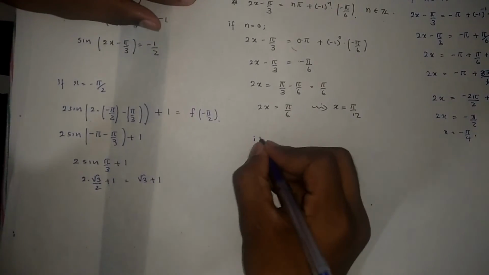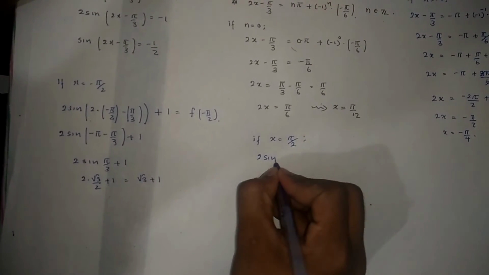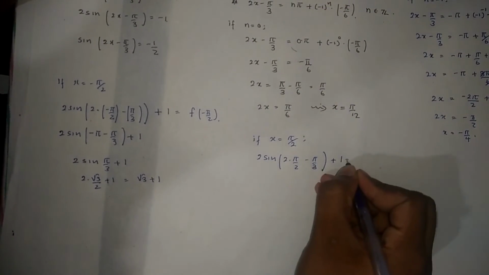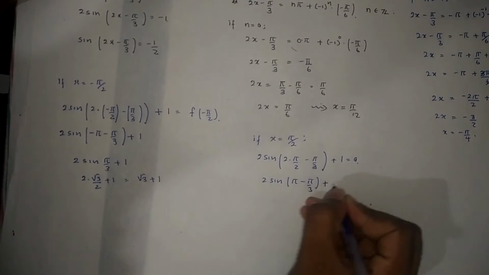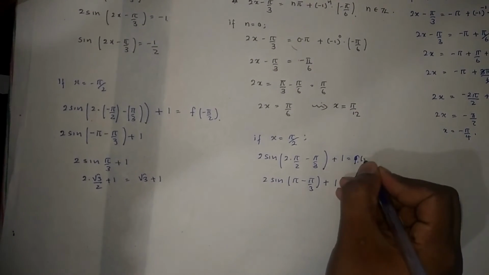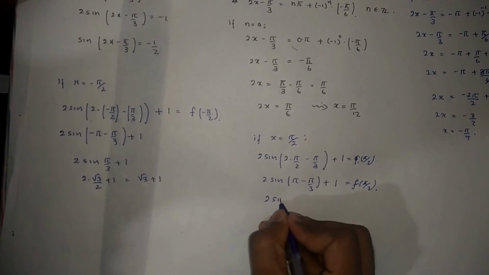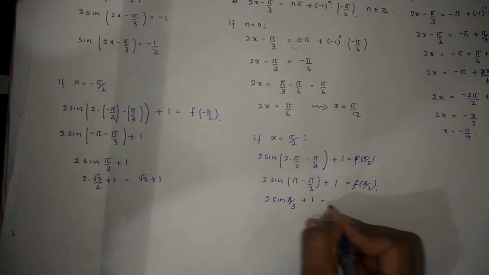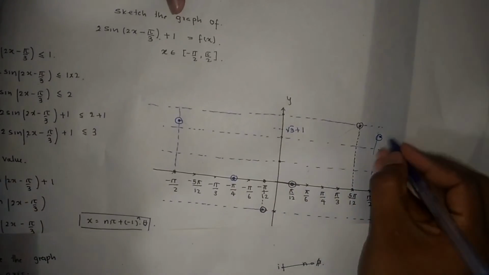So if x equal to pi by 2, then what happens? 2 sine of 2 times pi by 2 minus pi by 3 plus 1. So you will have 2 sine of pi minus pi by 3 plus 1, it's not 0, it's going to be f of pi by 2. Sorry about that. Here you will have 2 sine of pi minus pi by 3, which is in the second quadrant, so it's going to be 2 sine pi by 3 plus 1. So again you will have root 3 plus 1 as your answer.